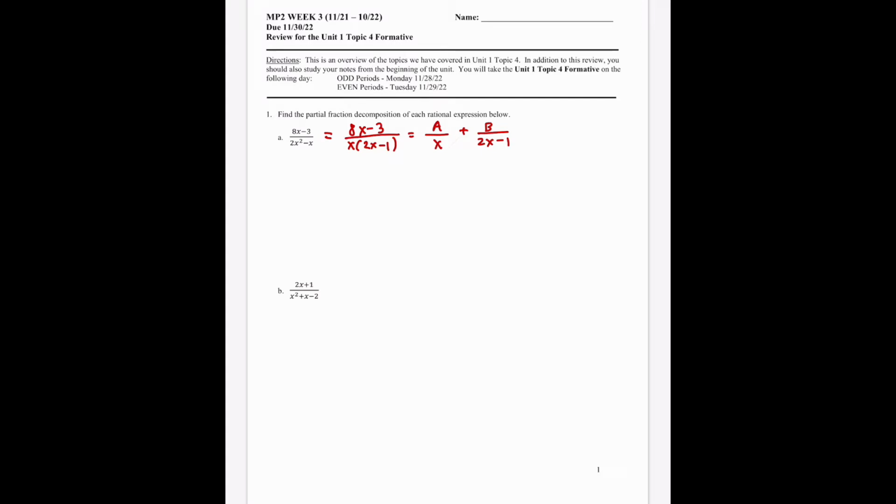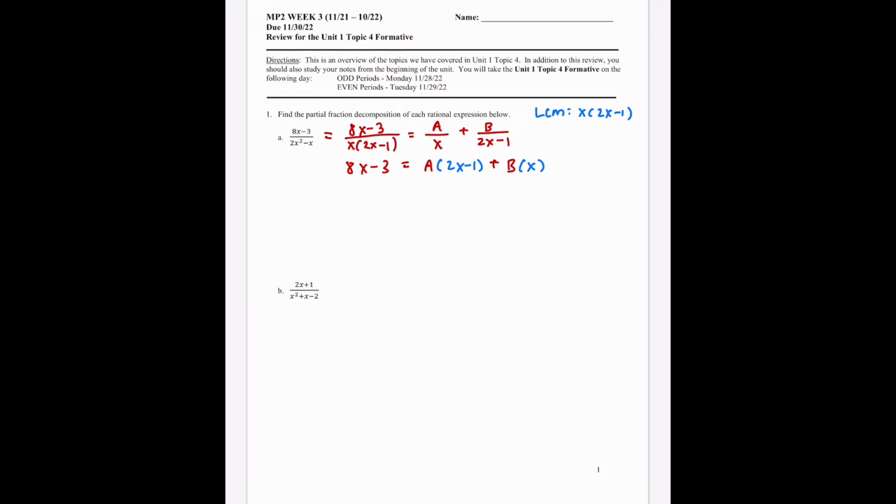The goal is to find the least common multiple, which is really just x times 2x minus 1. So for our first fraction, we need to multiply a by 2x minus 1, and we need to multiply b by x.